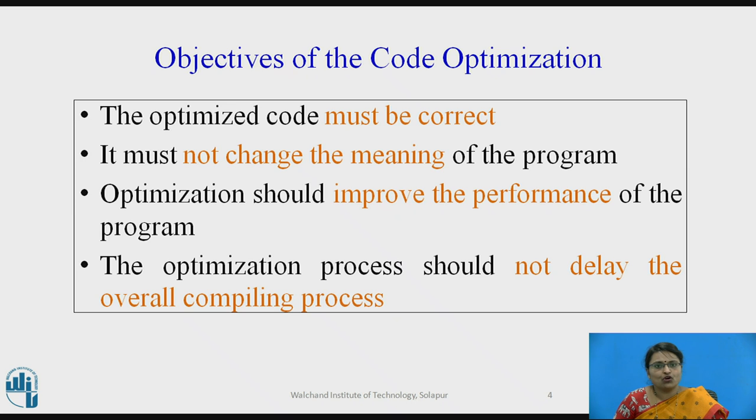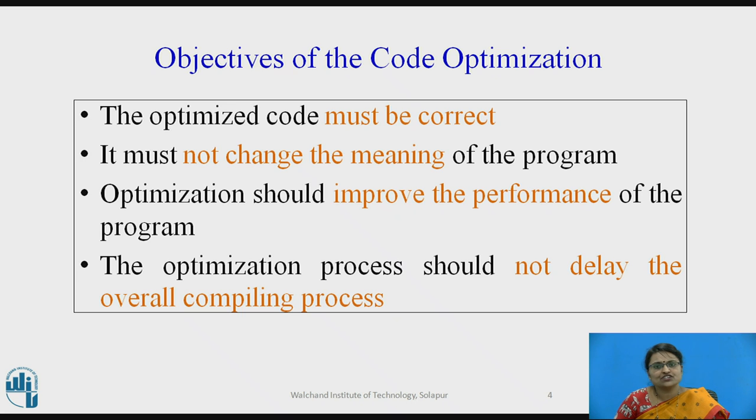The objective of code optimization is that it must be correct. Whenever we are optimizing the code from one form to another, the earlier code and the optimized code should both be correct. It should not change the meaning of the program. If the program changes its meaning, then that will be incorrect.